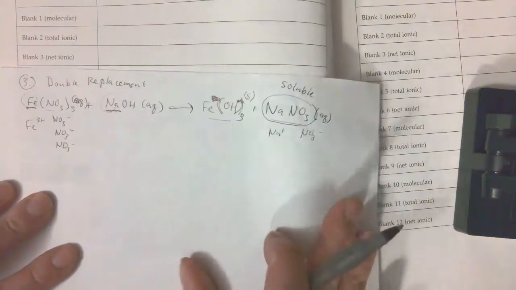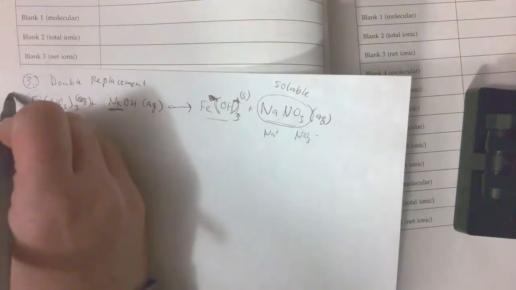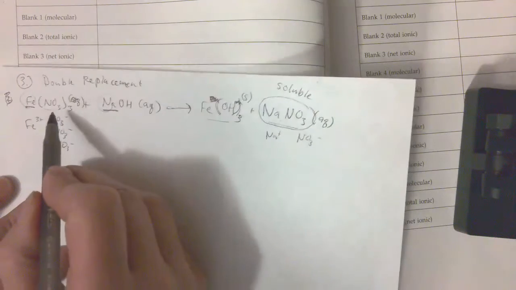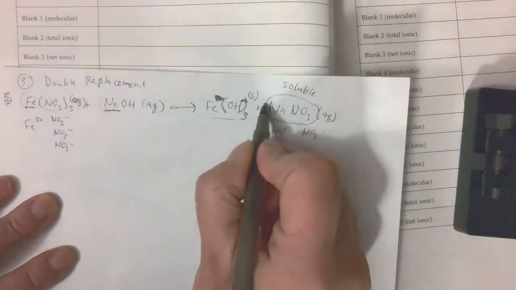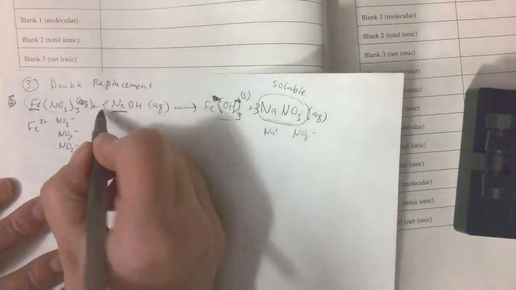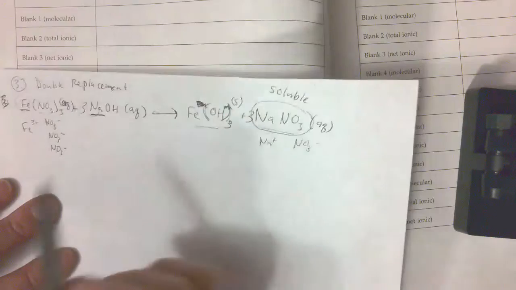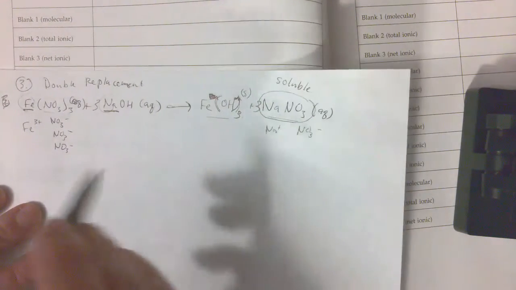And then we need to do the same thing. So this was our first step. Oh, we need to balance it. We have 1 iron. We have 3 nitrates here. So we need 3 nitrates here. And that gives me 3 sodiums. So I need 3 sodiums here. We only have 1 iron. So everything else is balanced. So hydroxides, we've got 3. We've got 3. So now it's balanced.